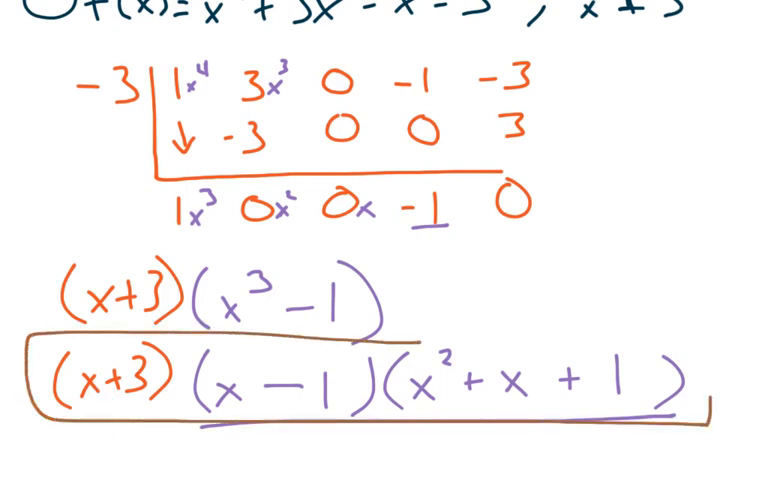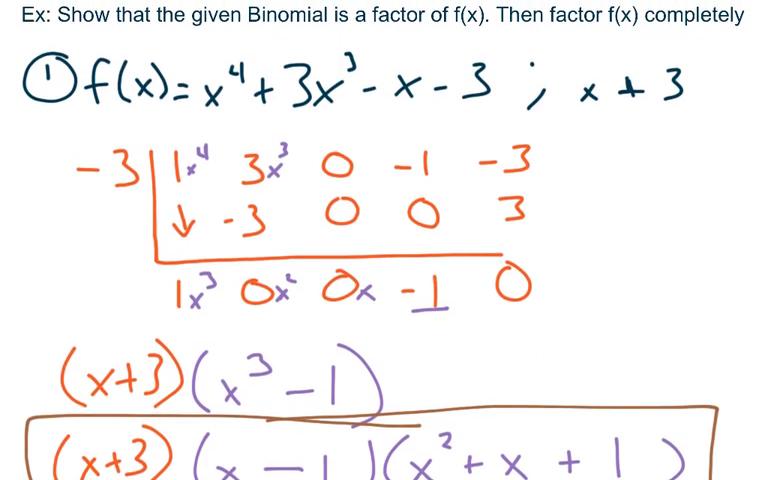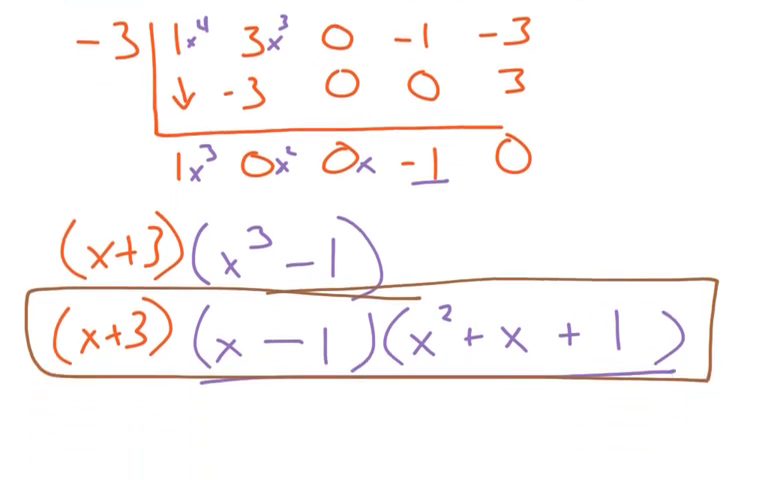This right here is your final answer, x plus 3 times x minus 1 times x squared plus x plus 1. Okay? It told you to show that the given binomial is a factor. We've done that because our remainder is 0. These numbers down here give us the coefficients of what we multiply by, because if I took x cubed minus 1 times x plus 3, I would get right back to x to the fourth plus 3x cubed minus x minus 3, but that's not the point. I want to go down even farther.